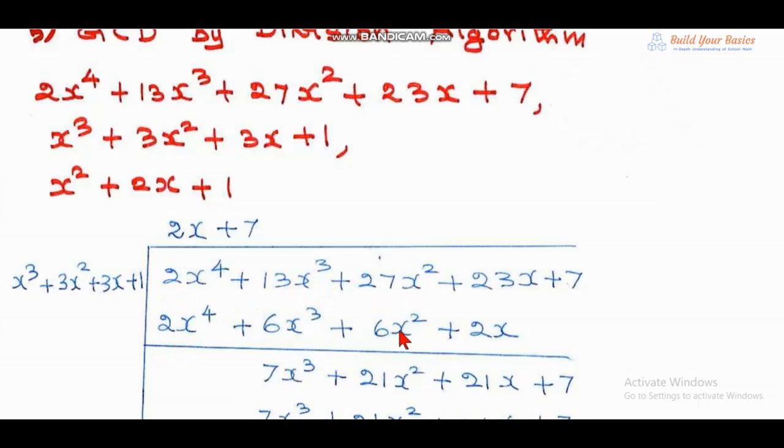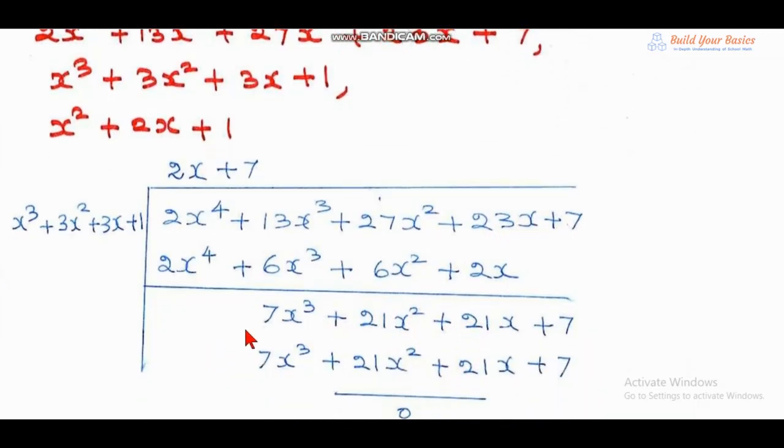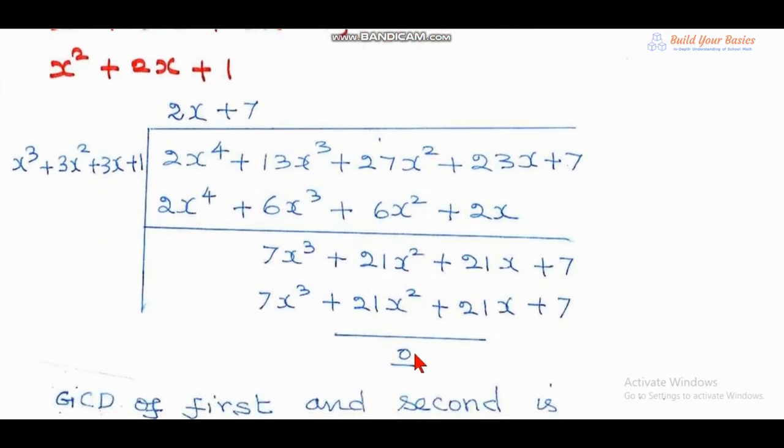27x squared minus 6x squared plus 21x squared. 23x minus 2x plus 21x. Bring down that last term 7 here. Now 7x cubed when divided by x cubed gives 7. So 7 is the next term in the quotient. Multiply by 7: 7x cubed plus 21x square plus 21x plus 7. Subtract. The remainder is 0.